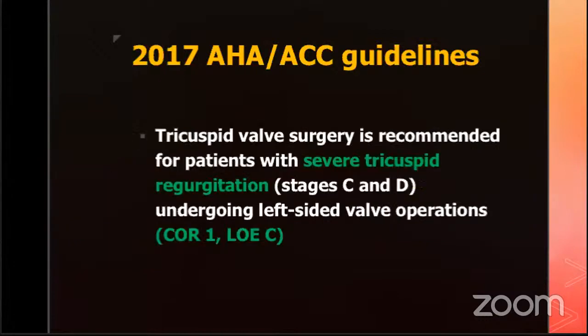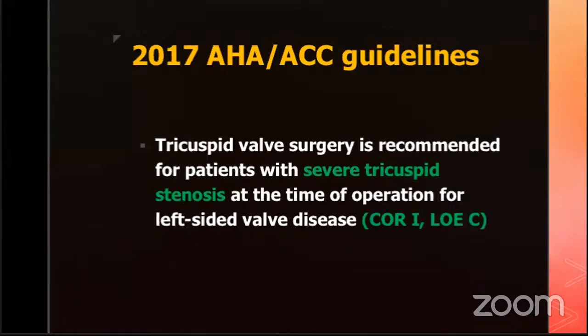In regards to the tricuspid valve and the 2017 guideline, they first point out that tricuspid valve surgery is recommended for patients with severe tricuspid regurgitation undergoing left-sided valve operation, Class 1, level C. The second point, tricuspid valve surgery is recommended for patients with severe tricuspid stenosis at the time of operation for left-sided valve disease, Class 1, level of evidence C.